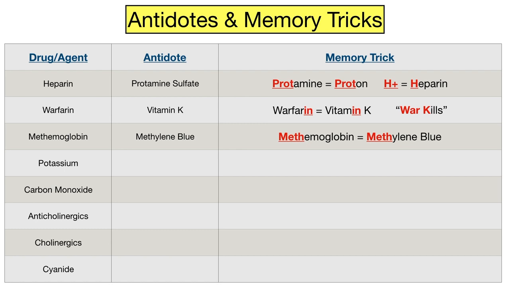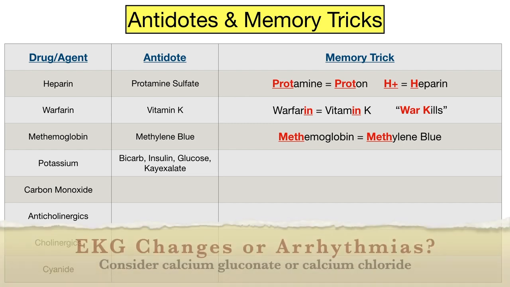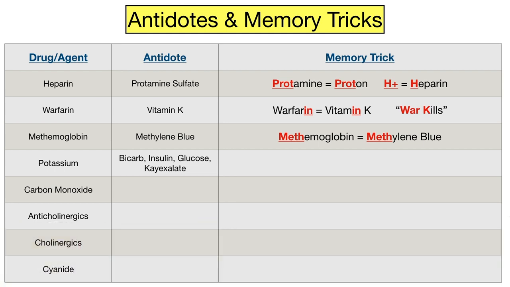Next we have potassium. Hit pause in the video and try to name the treatment for hyperkalemia or high potassium levels in the blood. Some treatment options include bicarbonate, insulin along with glucose, and K-oxalate. There are other options as well, including albuterol. And if there are characteristic EKG changes or arrhythmias present, then consideration should be given for calcium gluconate or chloride, which helps stabilize the cardiac cell membrane.